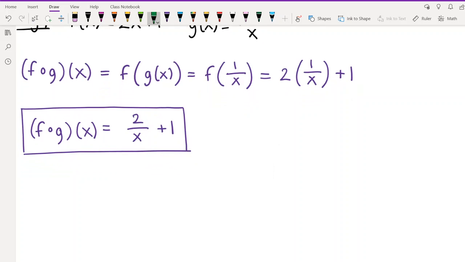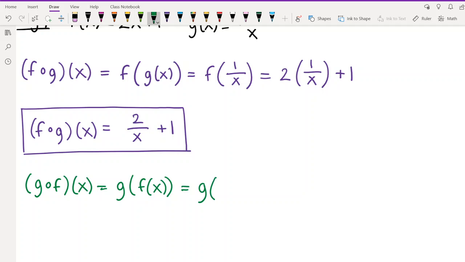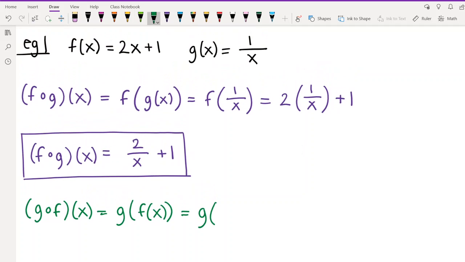Okay, let's now do the other way. So let's do g of f of x. So now we're going to have the function g on the outside, and we're going to be plugging f of x into g of x. So next step would be to, instead of writing f of x on the inside, write down the formula for f of x. So what is f of x? f of x is 2x plus 1.